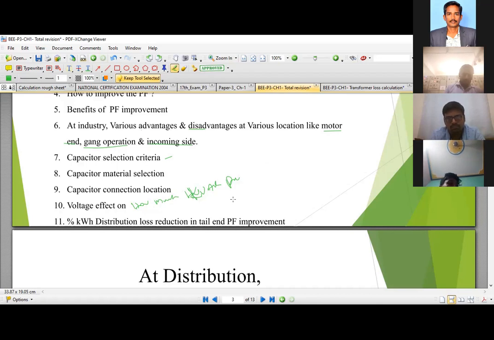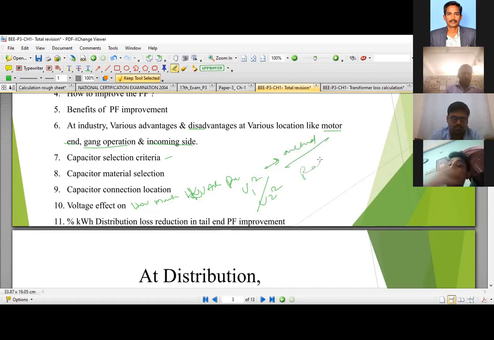Very, very important, one mark. Vn square, V2 square. Vn square is the site actual voltage, and the other is the rated voltage. Actual divided by rated, then you put it to the whole square. Easily, quickly you finish.